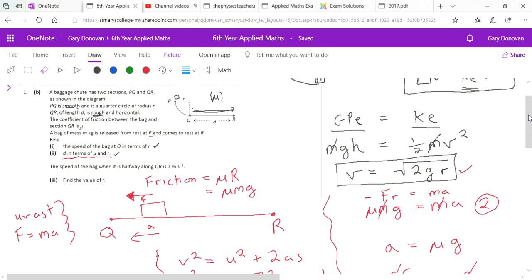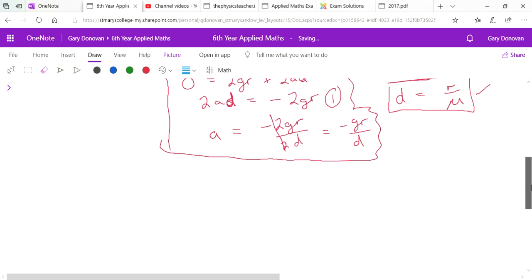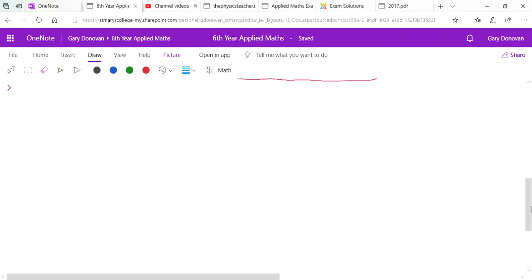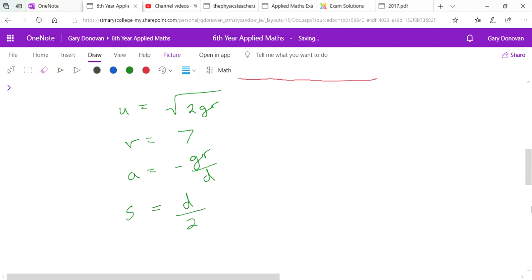So the speed of the bag when it's halfway between Q and R, so when it's here, is 7 meters per second. Find the value of R. So we're going to be using our u-v-a-s-t equations here. Our initial speed again would be square root 2gr. And this time our final speed is going to be 7. We know an expression for acceleration is minus gr over d. And our distance s is going to be our previous d divided by 2.